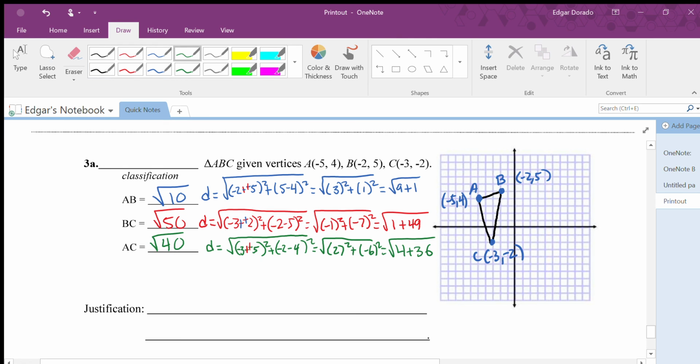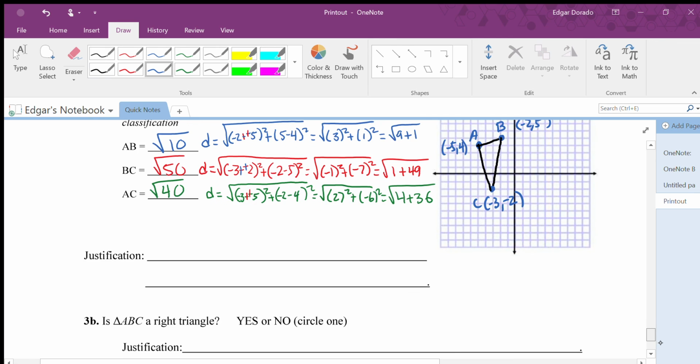All right, so I kind of went through that pretty quick, but that's because you guys have already had a chance to try this out. So let's look at all three of our lengths. Square root of 10, square root of 50, square root of 40. They look kind of nice, but they are all different, okay? Because they're all different, we have a scalene triangle, right? And we're going to write our justification.